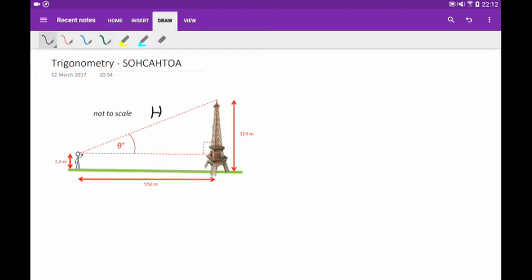So the opposite side is always opposite the angle we're asked to find, or the angle we're given, if we're using trigonometry to find a length. So this is O. And then the other one is obviously A, the adjacent side, which is the side next to our angle, because adjacent means next to. Okay, now we've labelled the sides.